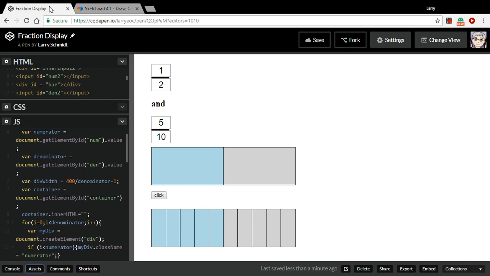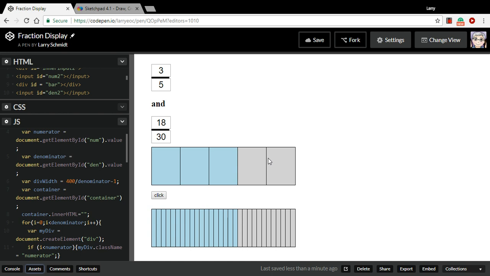But let's test it. I've got a little fraction tester here. We can put in 3/5 up here, and we can put in 18/30 down here. And 3/5 should show up in this box, and 18/30 should show up in this box. Let's see. There we go. We got 3/5, and this is 18/30, and yeah, they line up. They fill the same proportion of the two boxes. So these are definitely equivalent fractions. So we did that right.